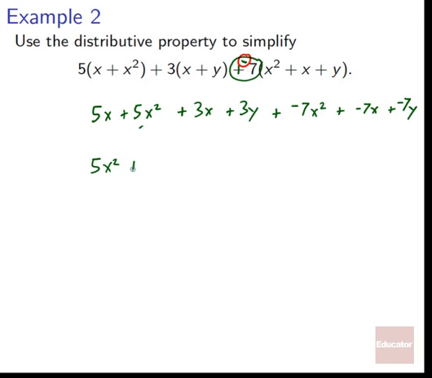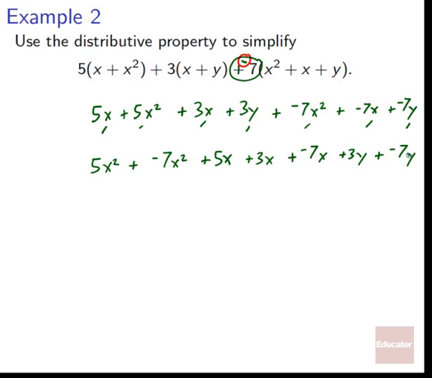So 5x squared plus, what's another thing involving x squared? Minus 7x squared. So minus 7x squared. Plus, what comes next? Looks like we can work on the x's next. So 5x, tick there, plus 3x, tick there, plus negative 7x. And then finally we've got the y's: plus 3y plus negative 7y.